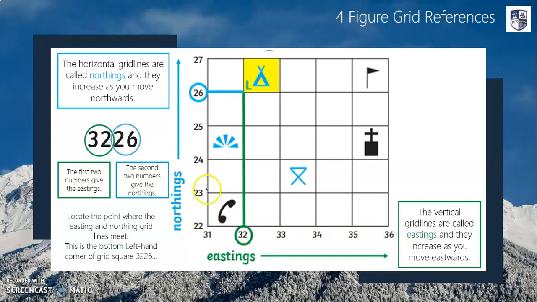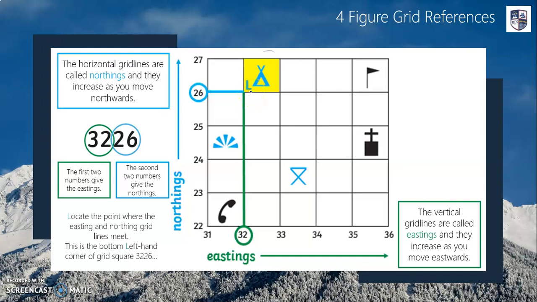We then have our northings. Our northings are our horizontal lines, and they increase as you move northwards. So they start here at 22, and as you move further north, they go up to 27. Now, what we're going to work through is finding the four-figure grid reference for the campsite. So this symbol here, the little tent, is a campsite.